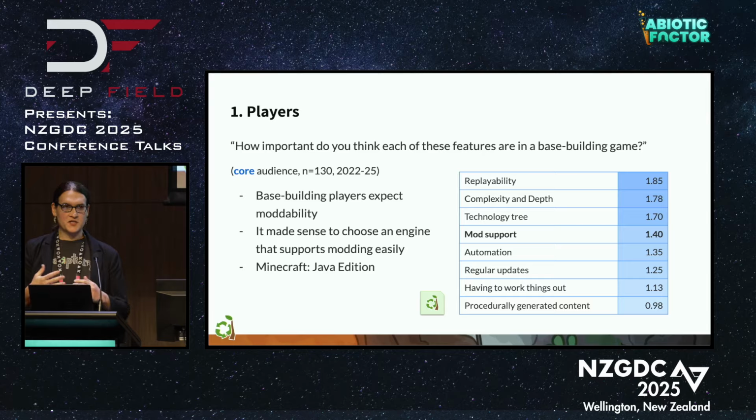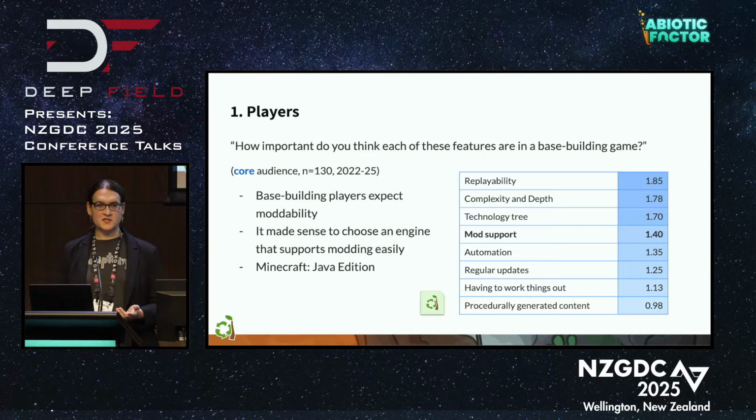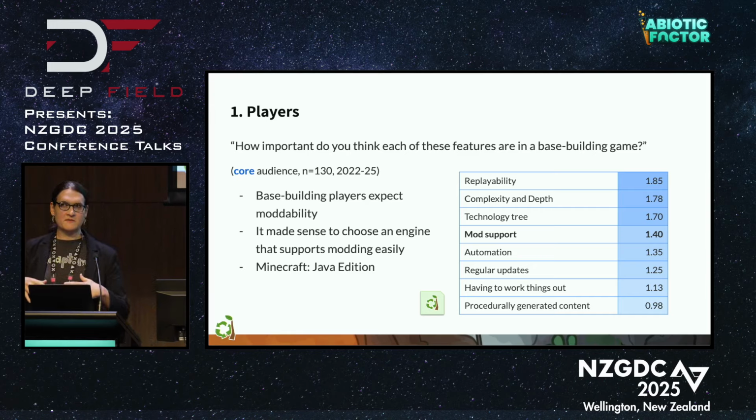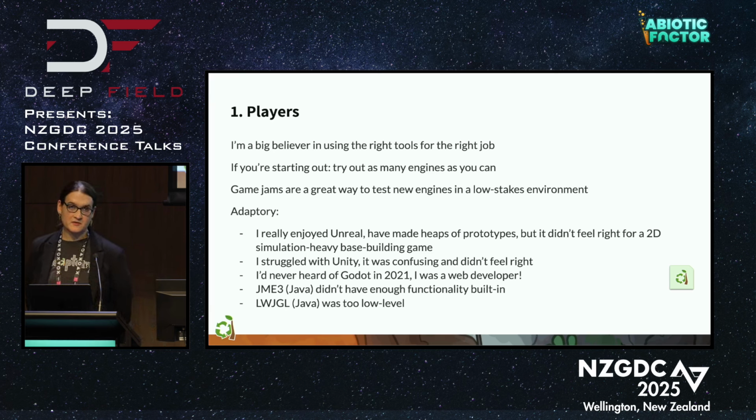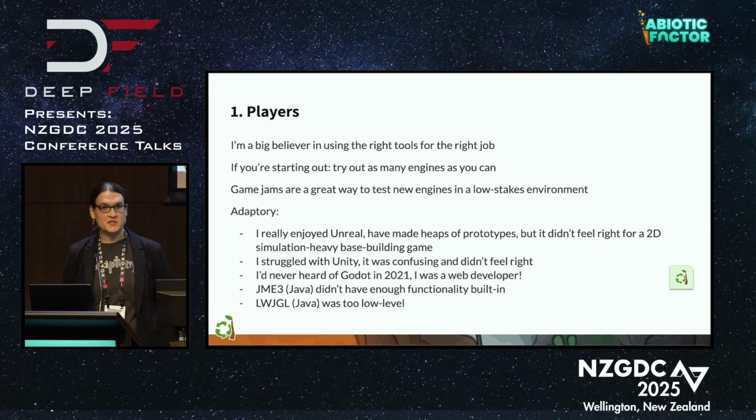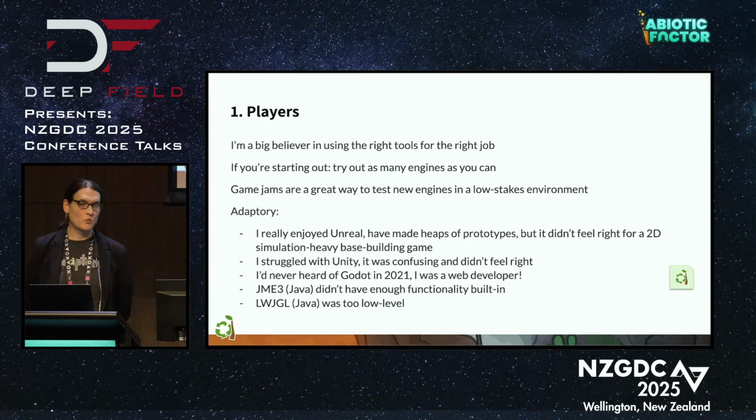Whereas I knew, with Java, with Minecraft: Java Edition, people could mod the game almost instantly because you can sort of insert yourself into there. And so I knew that Java was a pretty decent base to possibly do modding. And again, with players, I'm a big believer in using the right tools for the right job. If you're starting out, try and use as many different game engines as you can, learn as many different ways of working, learn about how Unreal does things, learn about how Unity does things. Game jams are a great way to test out different engines.